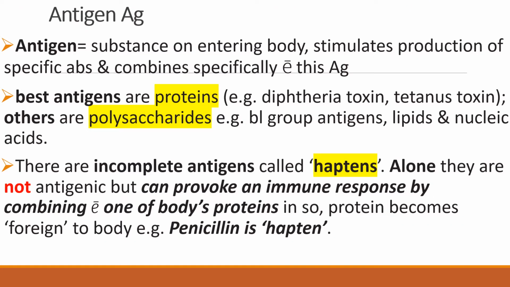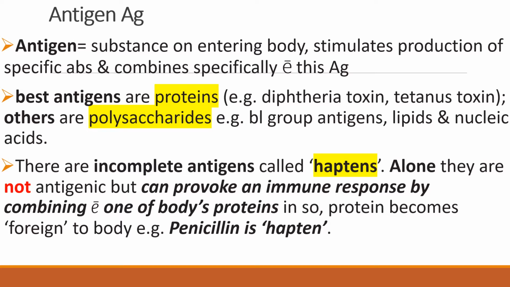Antigen. Antigen equals a substance that, on entering the body, stimulates production of specific antibodies and combines specifically with this antigen. The best antigens are proteins, e.g. diphtheria toxin, tetanus toxin. Others are polysaccharides, e.g. blood group antigens, lipids, and nucleic acids.